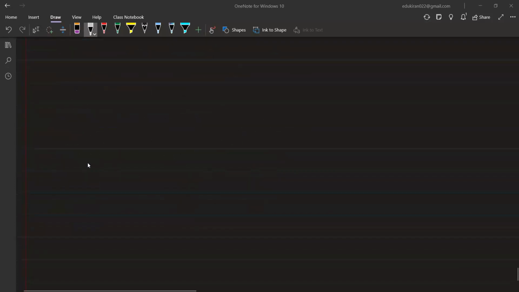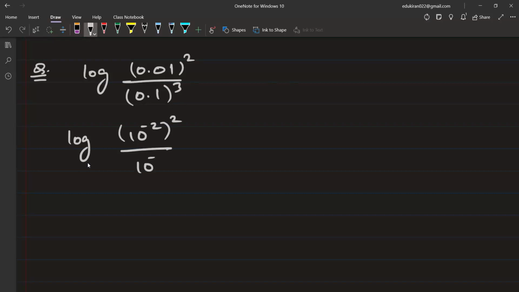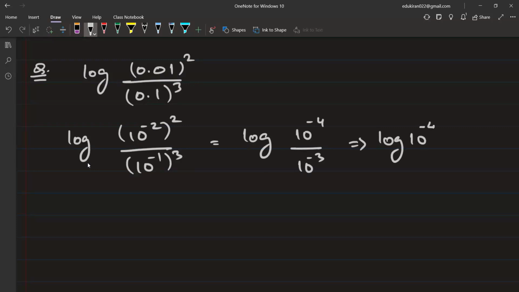ठीक है. अब एक एग्जांपल हम आपको करके दिखा देते हैं. Log of 0.01 का स्क्वायर अपॉन 0.1 का क्यूब. ठीक है. Whenever you get log ना, तो पहले डेसिमल्स को आप लोग पहले क्लैरिफाई कर ले, डेसिमल में बोल क्या रहा है. So you write log of 10 to the power -2 का स्क्वायर अपॉन 10 to the power -1 का क्यूब. This will be equal to log of 10 to the power -4 upon 10 to the power -3. ठीक है. Now this will be equal to log of 10 to the power -4 + 3.